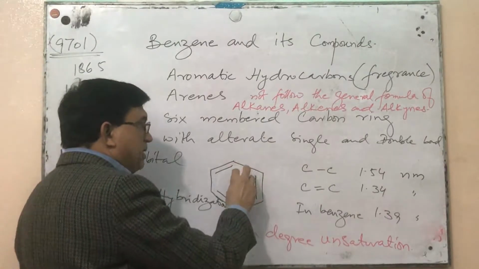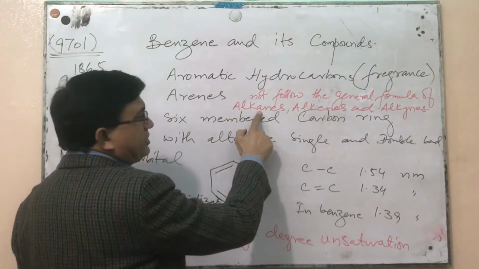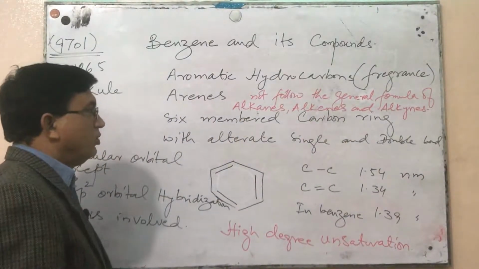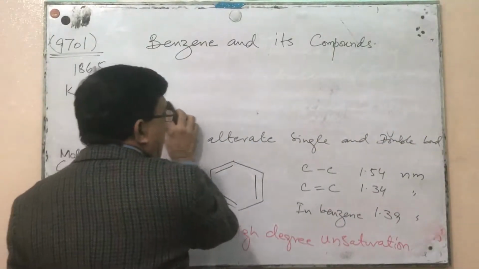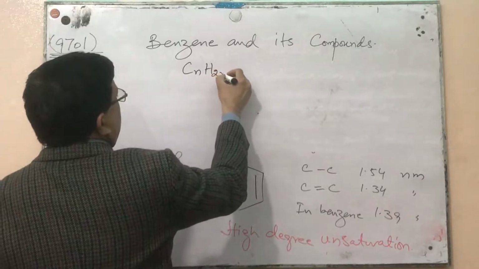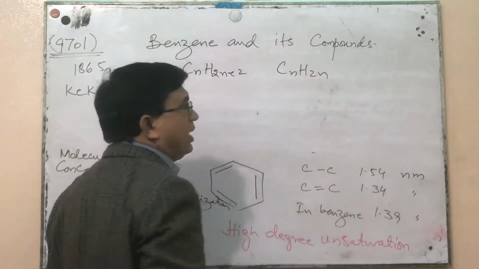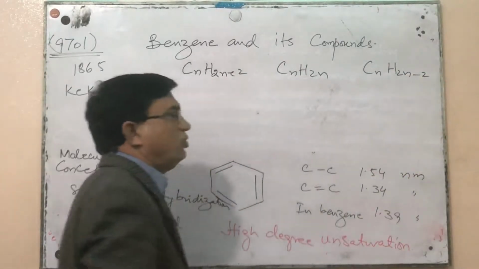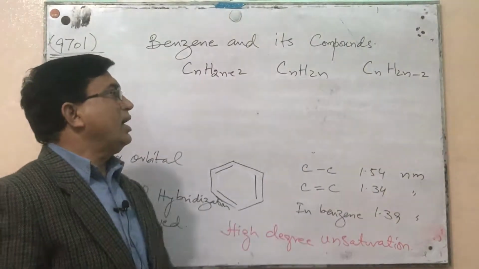Now, this benzene molecule doesn't follow the general formula of alkanes, alkenes or alkynes. We know that the general formulas are CnH2n+2 for alkanes, CnH2n for alkenes and CnH2n-2 for alkynes. But benzene is not following any general formula.